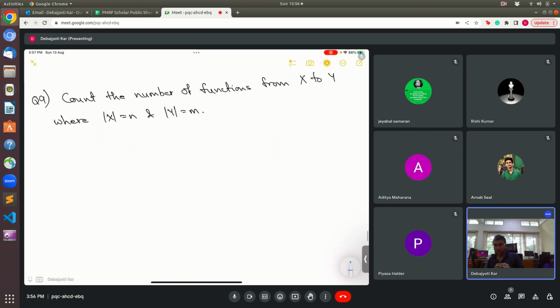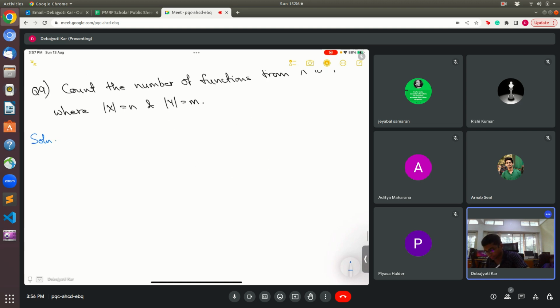Okay, so the next question is very simple. It's asking us to count the number of functions from a set x to a set y, where x contains n elements and y contains m elements. Okay, so what do we have? We have two sets, x and y. x contains n elements and y contains m elements.